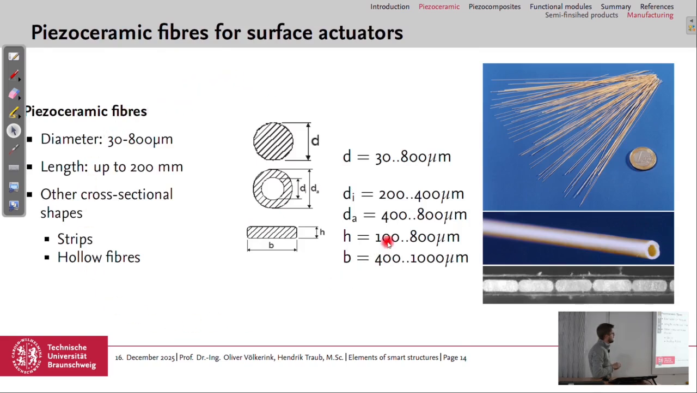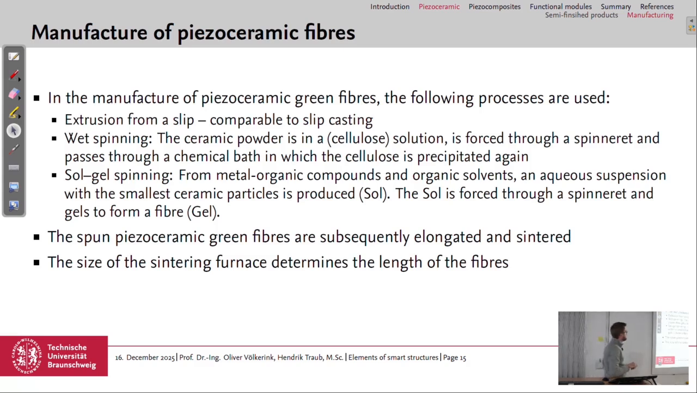We also have these piezoceramic fibers we already spoke about, and the manufacturing process for these fibers can be similar to the slip casting. So you can also have an extrusion from a slip, comparable to the slip casting, but you can also use wet spinning. Then the ceramic powder is in a cellulose solution and forced through a spinneret, and it passes then through a chemical bath in which the cellulose is precipitated again. So you get rid of the cellulose, you only need it for the process.